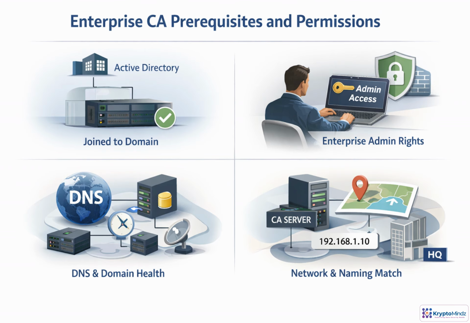Because an enterprise CA is tightly integrated with Active Directory, treat it like a domain controller level service. The server must be domain joined, and you need an account with enterprise admin equivalent rights. Before installing, confirm DNS resolution, domain controller connectivity, and time synchronization, and finalize the server name and IP address.